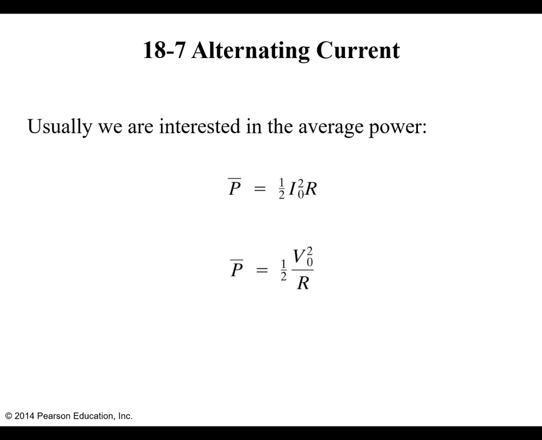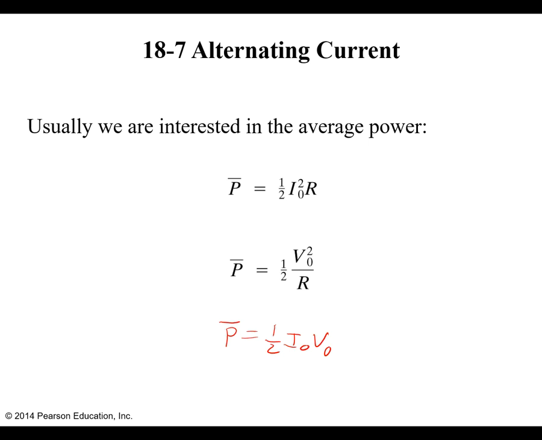Like I said, we could do this following power equals current times voltage, or we could do power equals voltage squared divided by resistance. You end up with the same result. And we can put up this form as well if we'd like. So 3 different ways to find the average power of an alternating current.